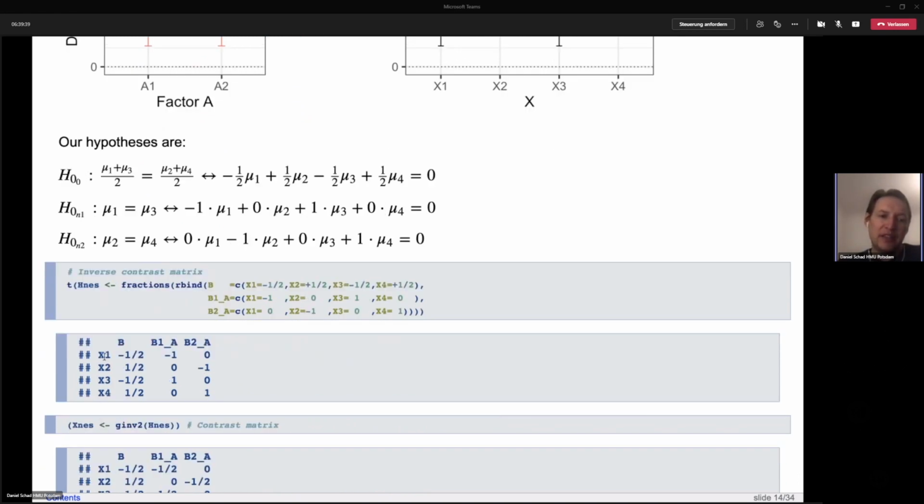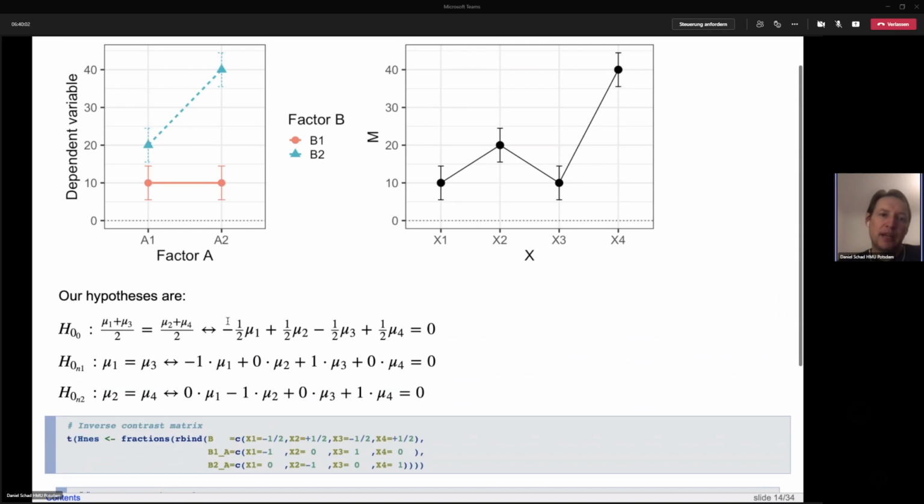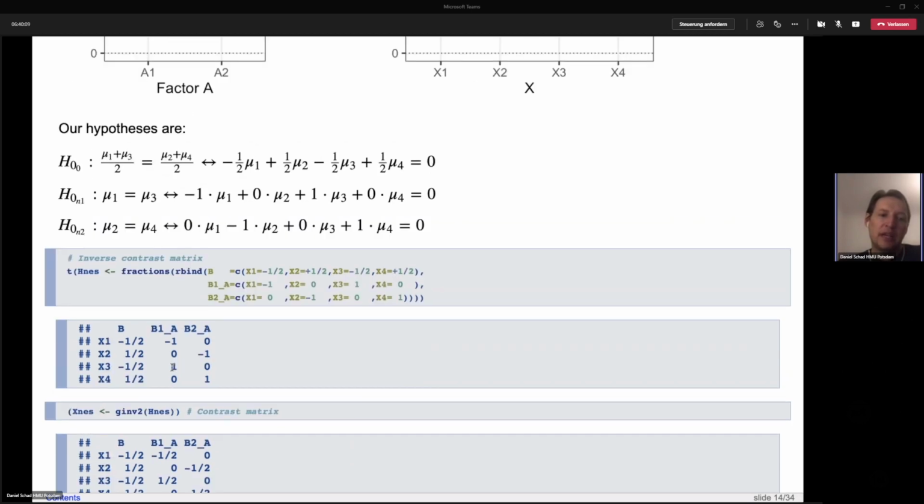We have the 4 factor levels, x1 to x4. We can see that we have here a main effect. We test the average of x1 and x3, and how this differs from x2 and x4. And then we have these nested hypotheses, nested effects. We want to test the effect of A within B1. A within B1 is the red line. And this is done by comparing x3 versus x1.